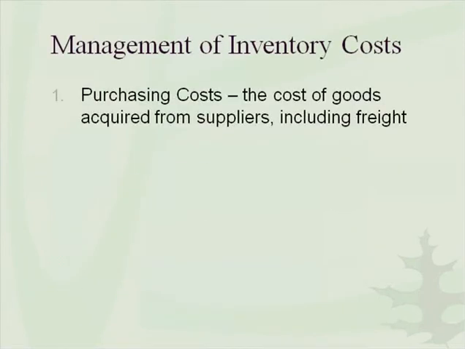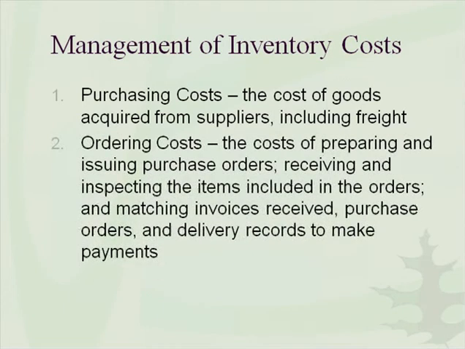In the area of purchasing cost, here we're talking about the cost of goods acquired from suppliers. It does include freight. When we talk about ordering cost, we're talking about the cost of preparing and issuing purchase orders, receiving and inspecting items that were included in those orders, and matching the invoices received to the purchase order and delivery records to make the payments.